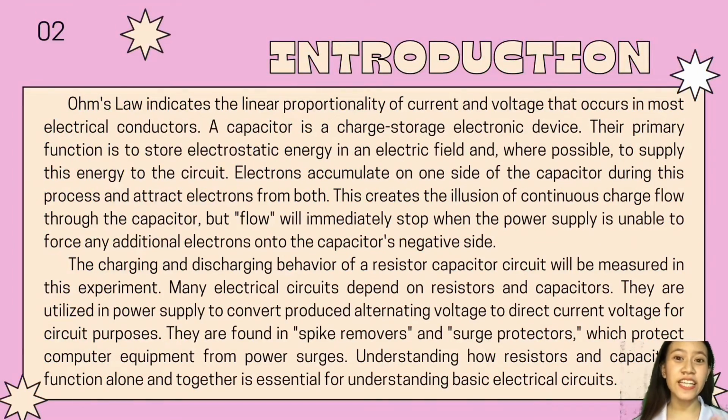Ohm's law indicates the linear proportionality of current and voltage that occurs in most electrical conductors. A capacitor is a charge storage electronic device. Its primary function is to store electrostatic energy in an electric field and, where possible, to supply this energy to the circuit. Electrons accumulate on one side of the capacitor during this process and attract electrons from the other.